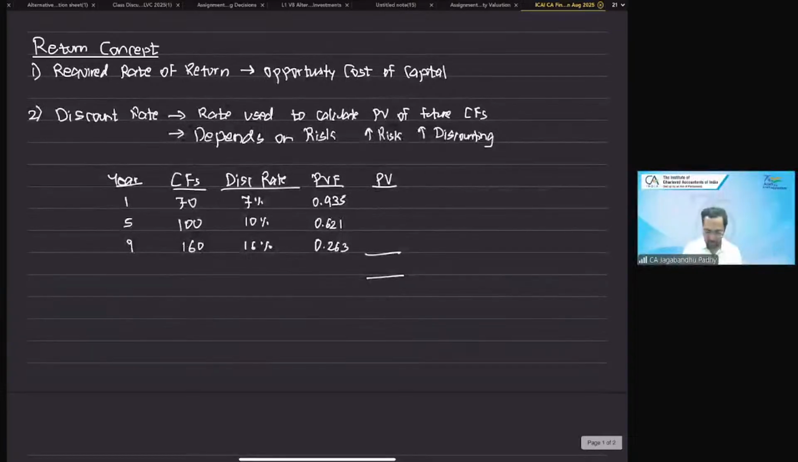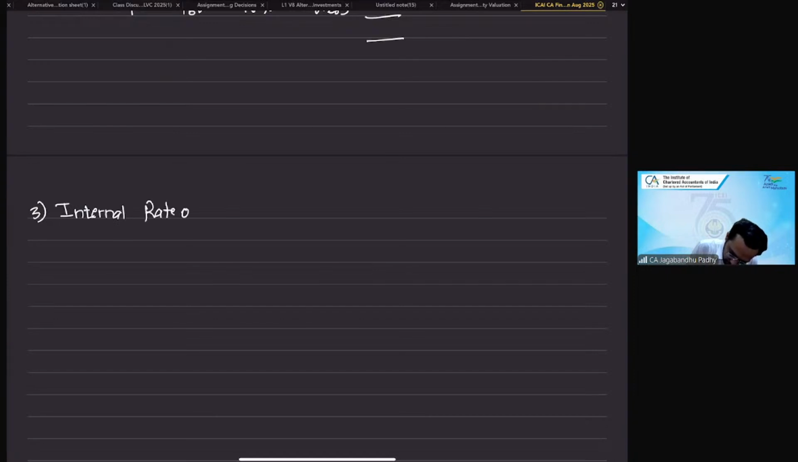Okay, another thing that we have already learned at the inter level was something called the internal rate of return, or IRR, right? What is this IRR, by the way? Can anyone recall what was the concept of this IRR?